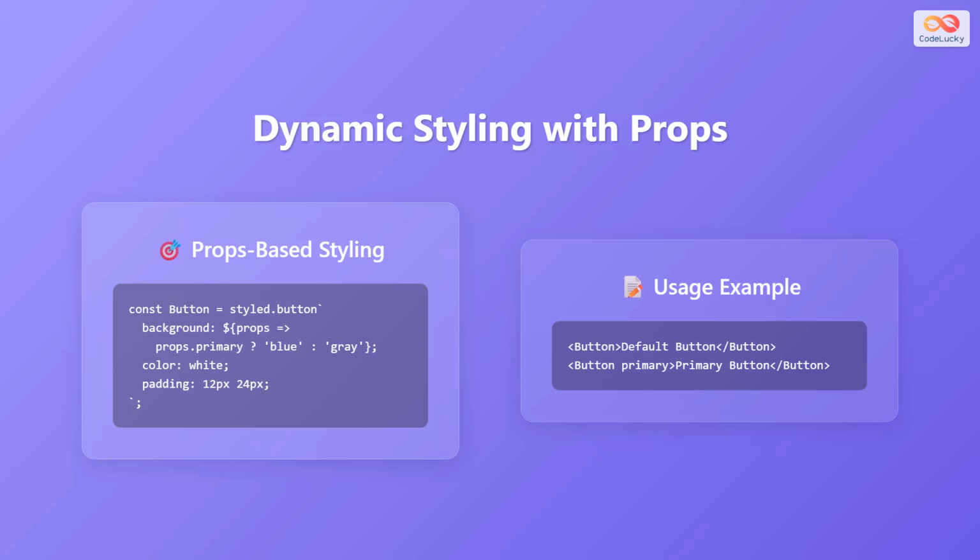To use this, you can pass props to your styled components like any other React component. Render the button without the primary prop for the default style, and with the primary prop for the primary style.